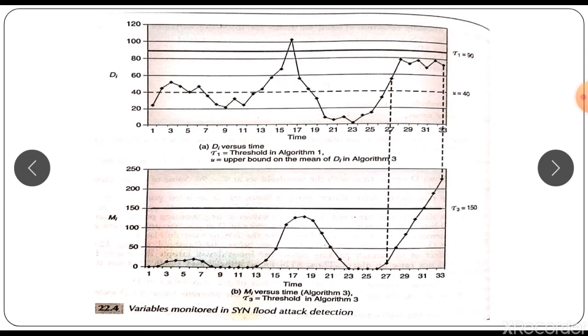The interesting interval is between 27 and 33. Here di value is consistently well above the value of u. So this will cause mi to increase and overshoot the threshold T3, which is equal to 150. This will cause an alarm to be sounded due to a cumulative buildup of SYN attack packets. So with algorithm 3, the false positives and false negatives which are encountered in algorithm 1 can be avoided.